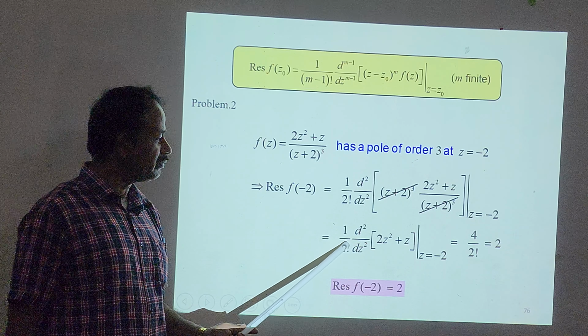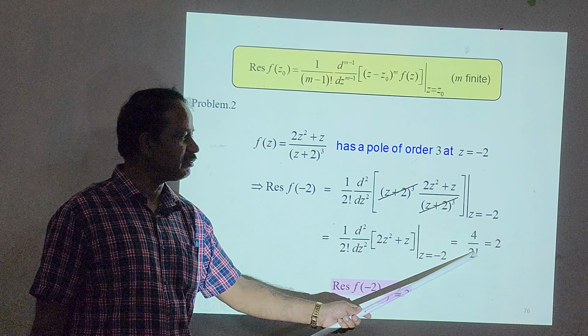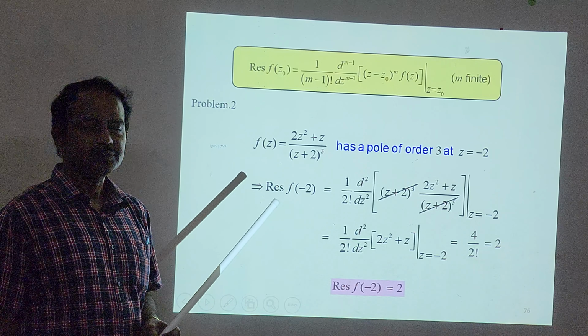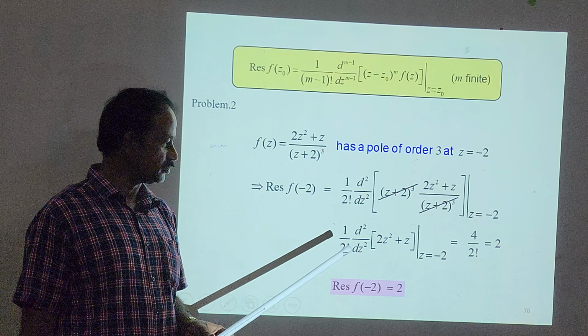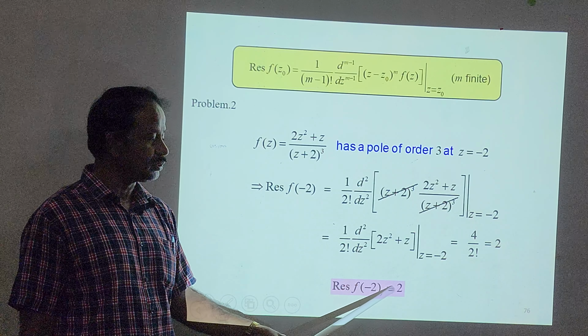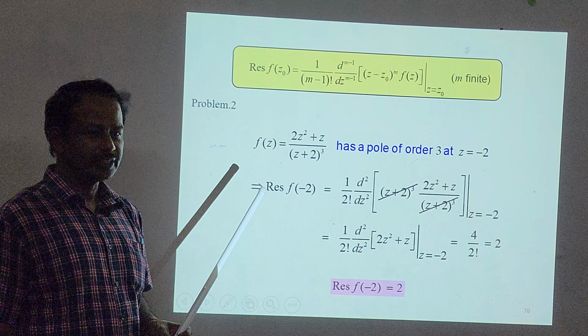So 4 divided by this 2 factorial. So 4 divided by 2 factorial is nothing but 2. 4 by 2 will give you 2. So your residue of f of z at minus 2, answer is 2. Any doubt?